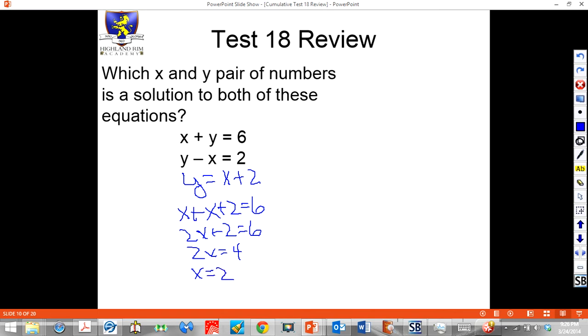So x equals 2, and then we replace that back into our y minus x equals 2, so y minus 2 equals 2. We add 2 to both sides, and y is equal to 4. And again, we come up with the ordered pair (2, 4). So these are various ways to do this problem. You can try any one of them. Any one of them should give you a good answer or solution to the problem.